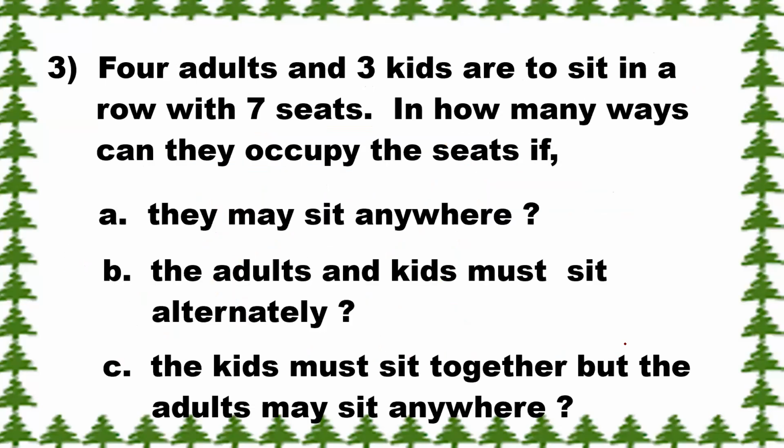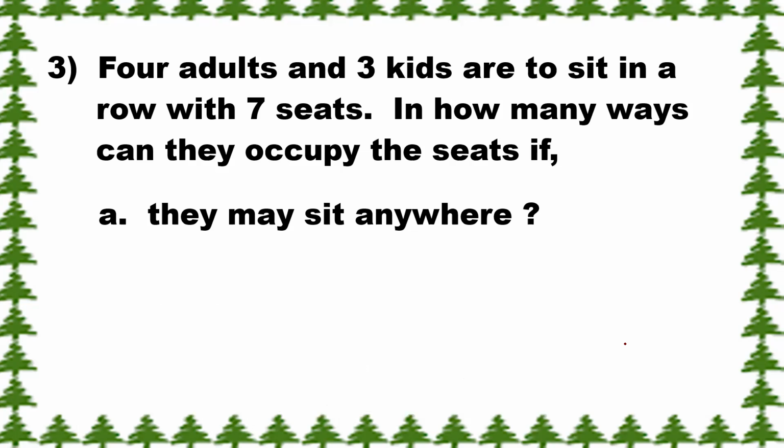So let's have number 3. In number 3, we have here 4 adults and 3 kids. And they are going to sit in a row with 7 seats. In how many ways can they occupy the seats if they may sit anywhere? That is the condition for letter A. For letter B, the condition is the adults and kids must sit alternately. Letter C, the kids must sit together, but the adults may sit anywhere.